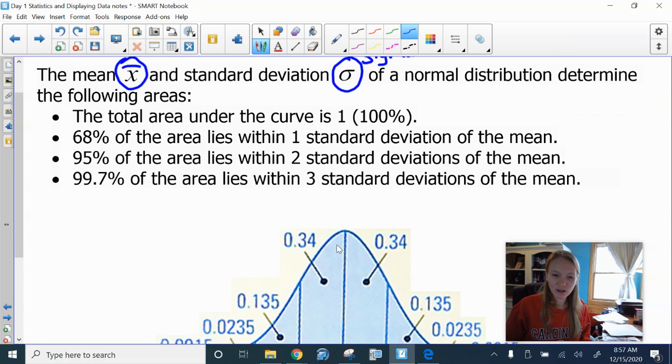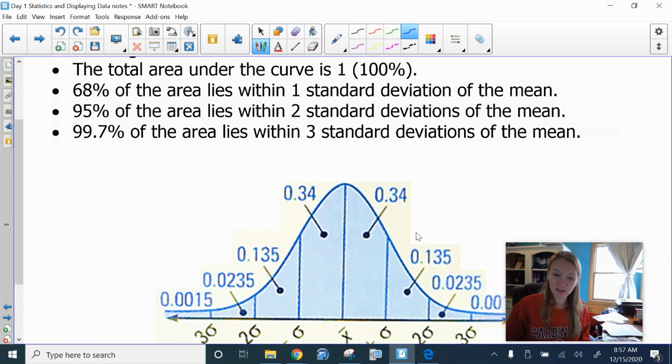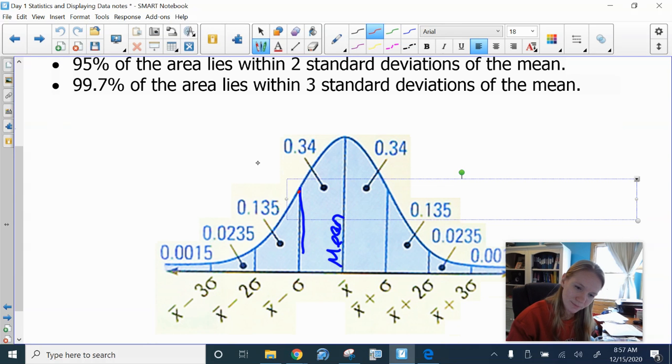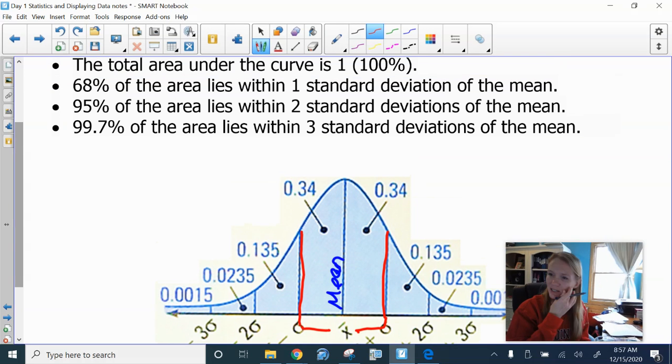So anyways, the total area of the curve is 100%. 68% of the data lies within one standard deviation of the mean. So this being our mean, the middle, this would be our first on the left. I'll use a different color, maybe. On the left, we have within 1 standard deviation, so meaning 1 to the left or 1 to the right. 68% of the data lies within that first standard deviation. So because it's symmetrical, 34% on one side, 34% on the other side.